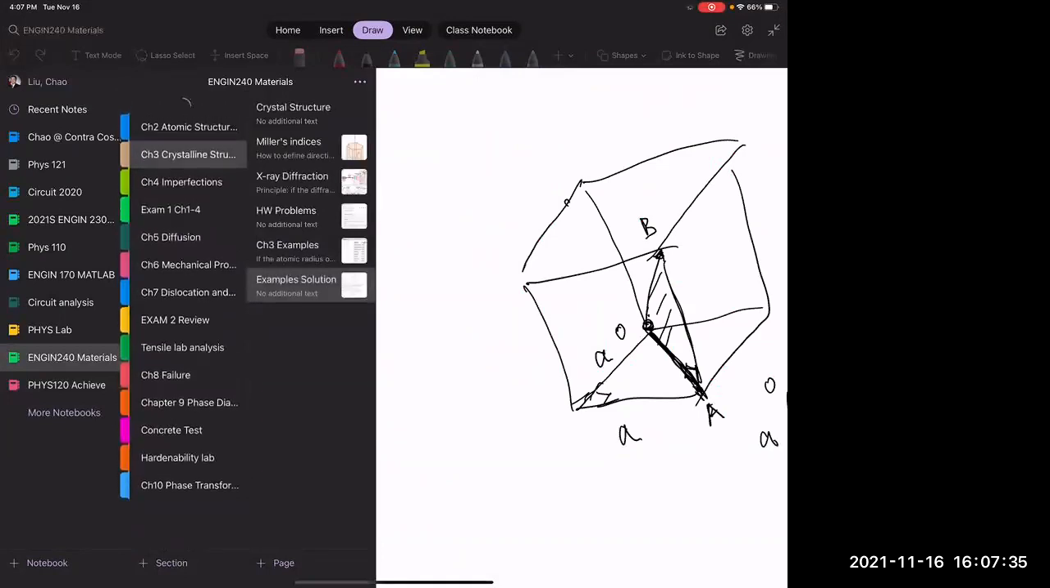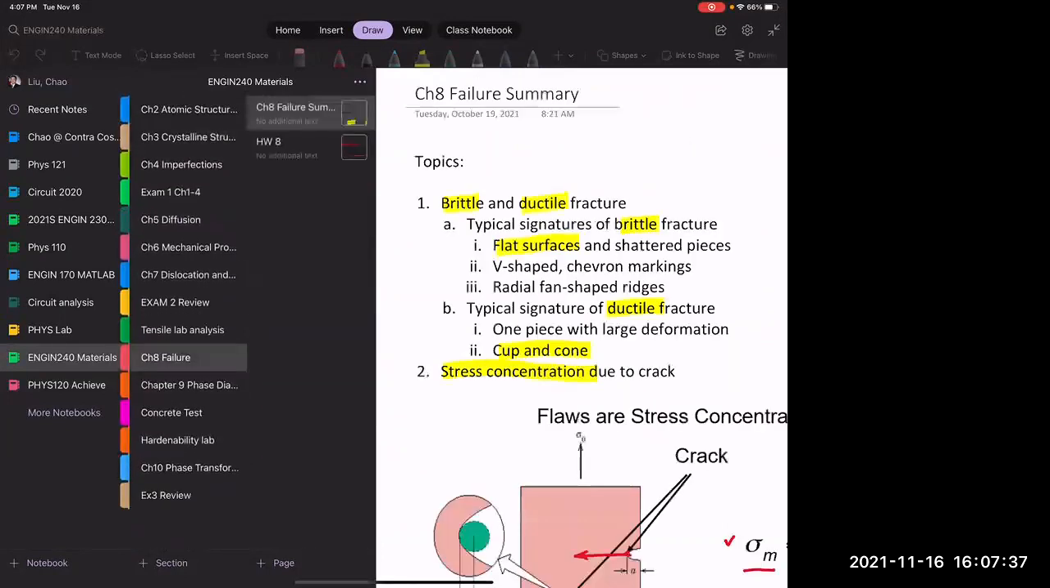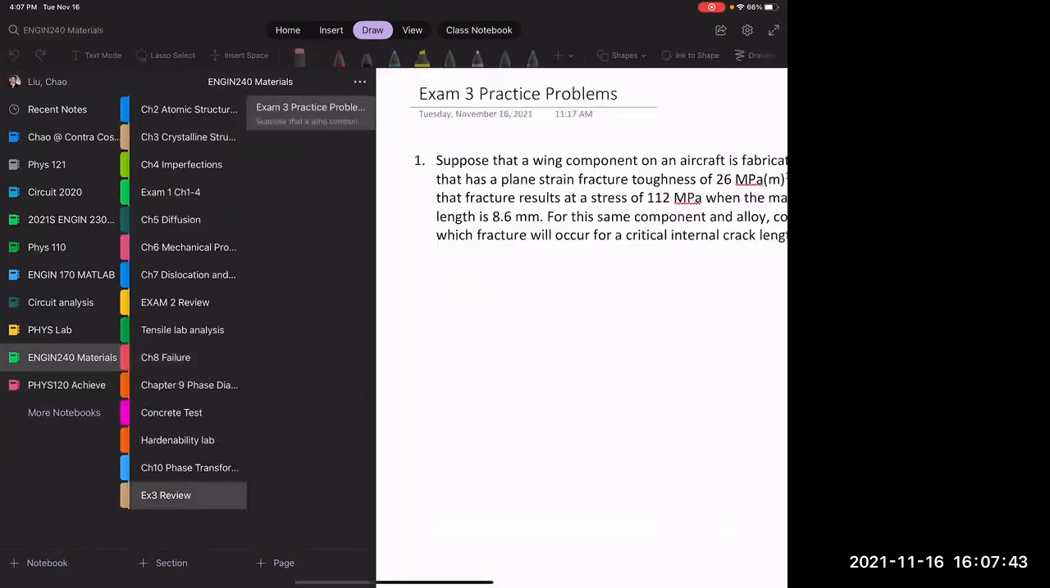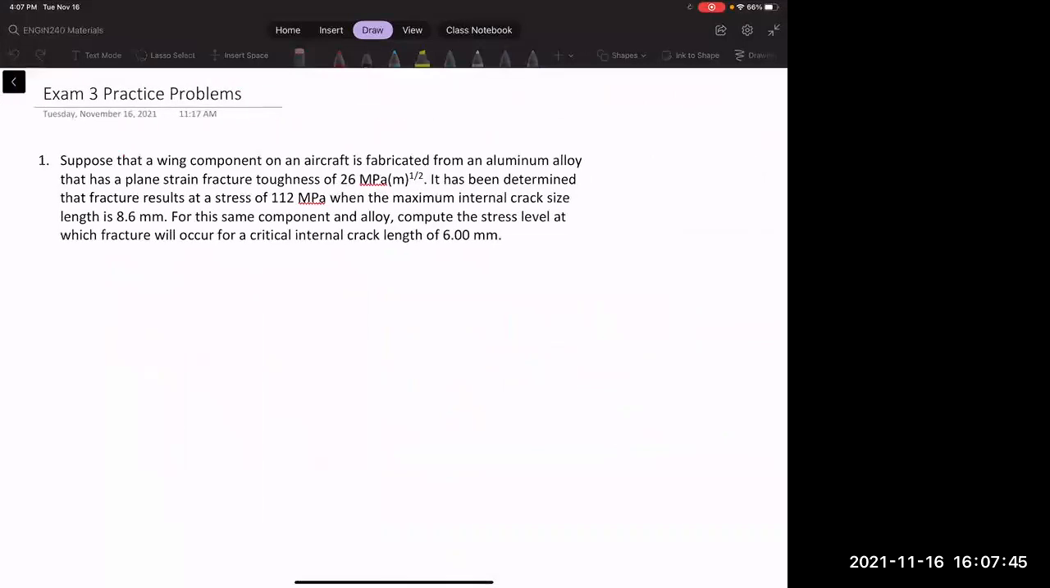Exam 3. The study guide that you can find on Canvas, under week 13, I believe. You click on the review study guide, the exam study guide, and you will see a page with some of the topics and also some practice problems here. I'm just going to go through each of these and tell you some things about the 3 chapters.